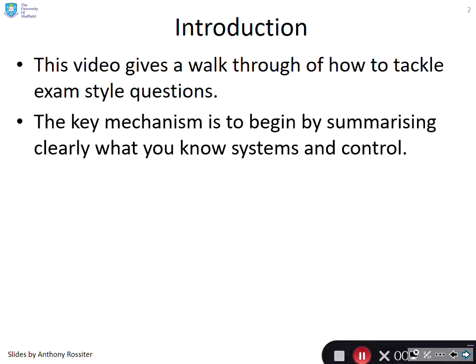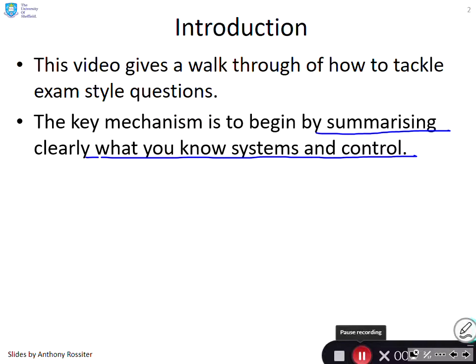And the key mechanism we're going to suggest to you is that you should begin by first summarising what you know about the particular topic. In this case, it's going to be systems and control. But always start by summarising: what do I already know?